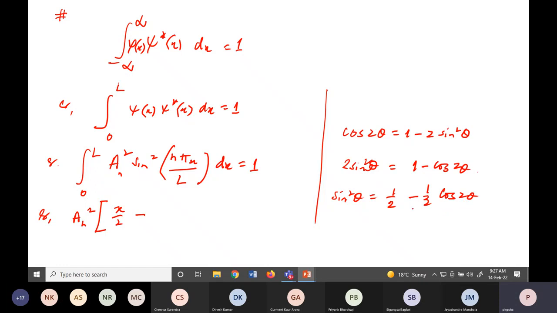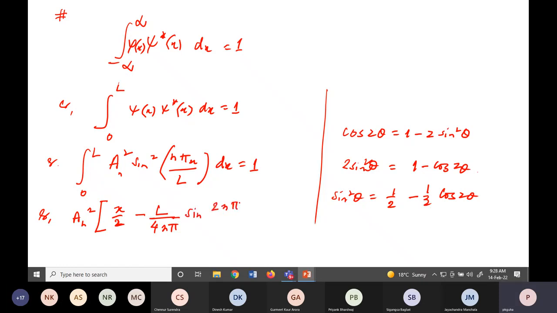So if you check carefully, another 2 term will come out. There is a 2 term here, another 2 term will come out because of cos 2 theta, so it will be L over 4, and theta contains n pi over L, so that L over n pi term will come out, right? So I hope you can follow what I am writing.